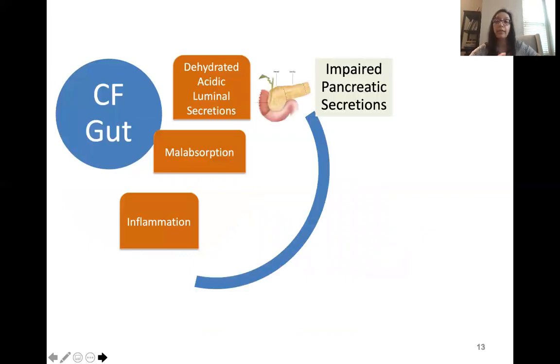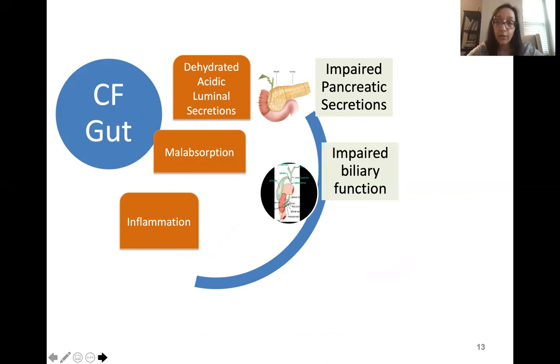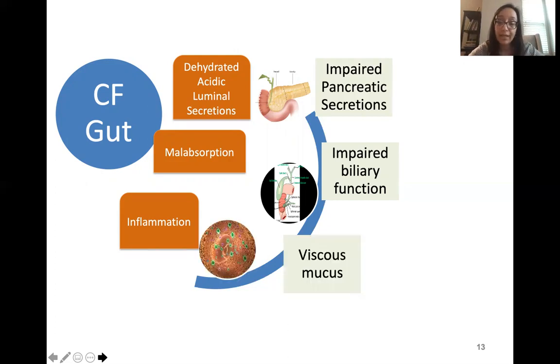The other layer of problems is the impairment in pancreatic secretions, which is again related to the thickening of all the secretions, and the impairment in biliary function. We know that you need optimal biliary function in order to optimize absorption through the proper formation of micelles. And then you'll have viscous mucus that contributes to and worsens the inflammation. So what does that phenotype look like?